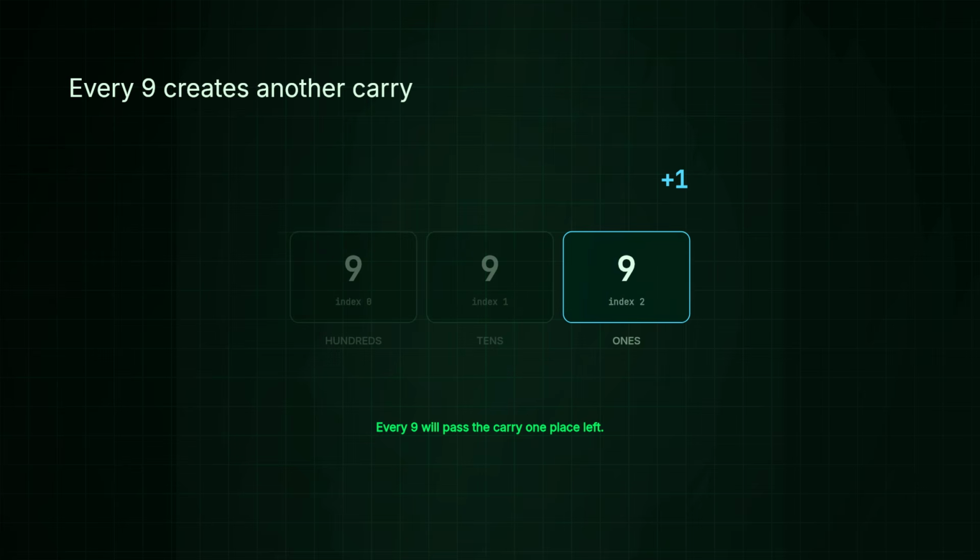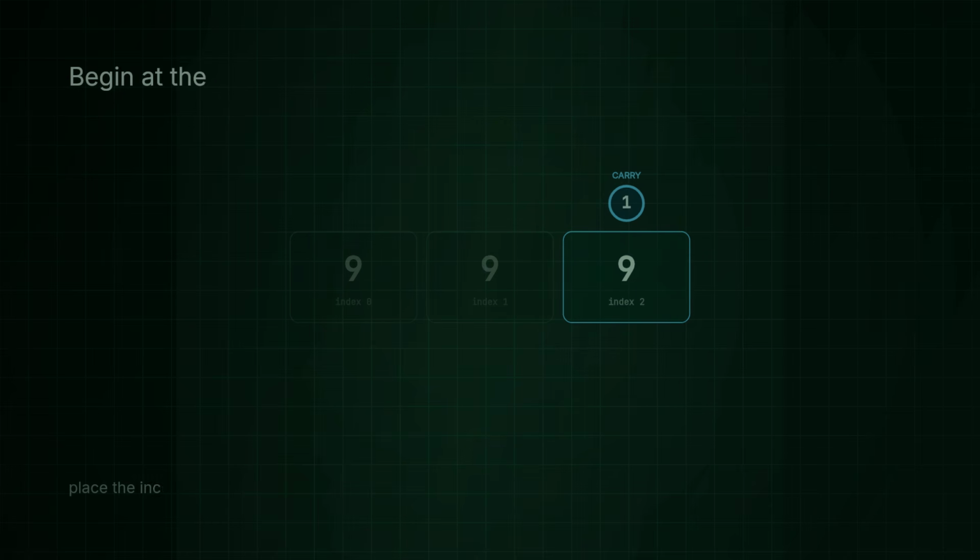The configured digits represent 999. Begin at the ones place and let the carry travel left only when a sum reaches 10. Now apply the same place value rule to 999. Begin by placing plus 1 over the final digit. We add 1 at the ones place, which is the final array index.